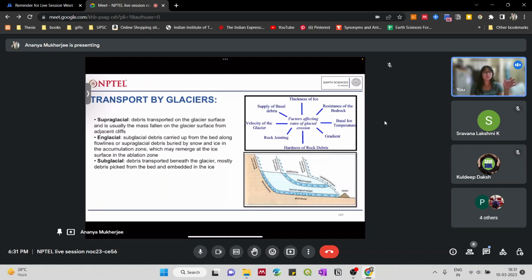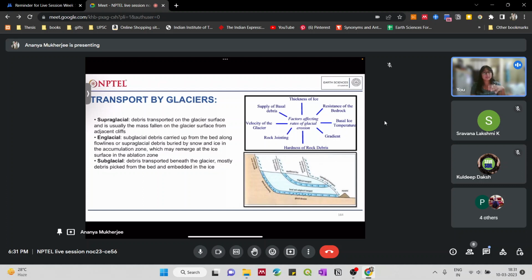Usually this happens when the glacier is moving down a valley. There are valley sides or cliffs, and maybe because the top part is not supported enough by the lower eroded slopes, it might fall on the glacier and then get carried forward by the glacier. So these are supraglacial, that is, on the surface.